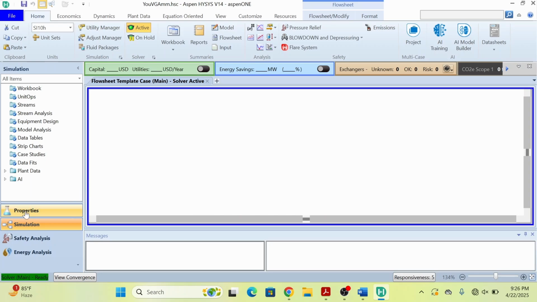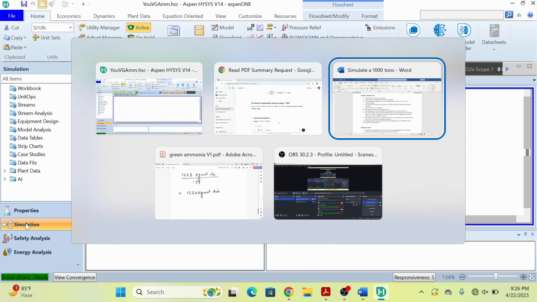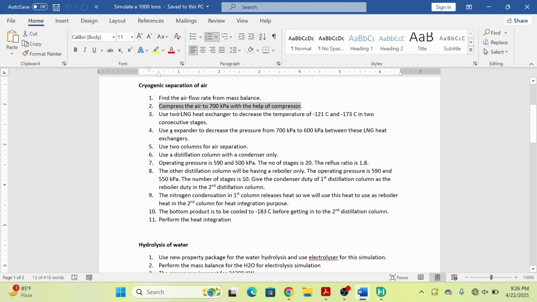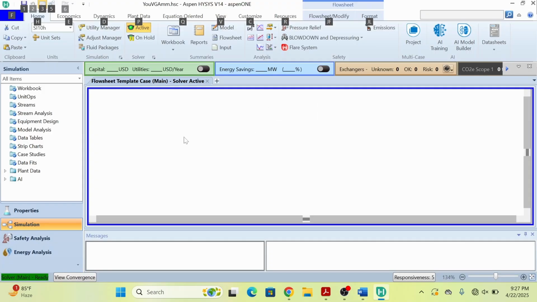Now you can see that I have moved to my simulation environment. Here, I have to compress the air from atmospheric pressure to 700 kilopascal, or 7 bar, with the help of a compressor. Generally, we use a compression ratio of 2.